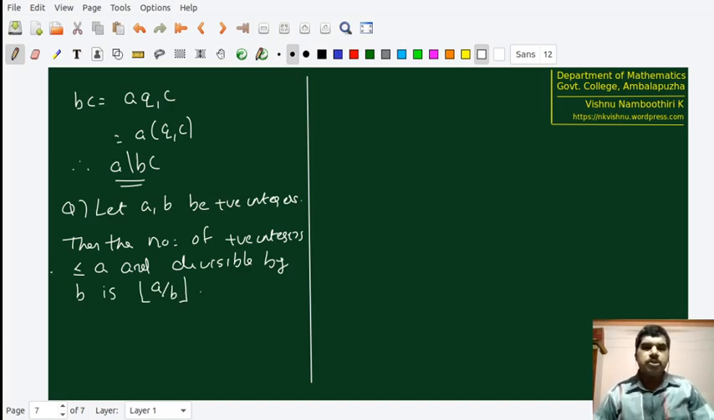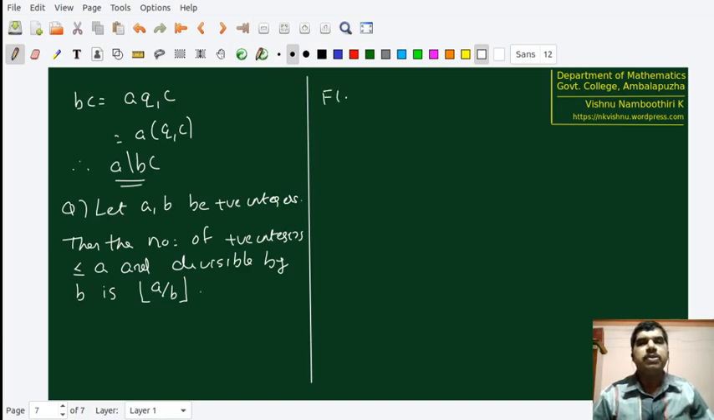Before going into solving this problem, we should probably explain what this simple integer part of a by b means. So integer part of a by b is actually a function defined on the set of all real numbers, also known as the greatest integer function or the floor function. We will define that function first.